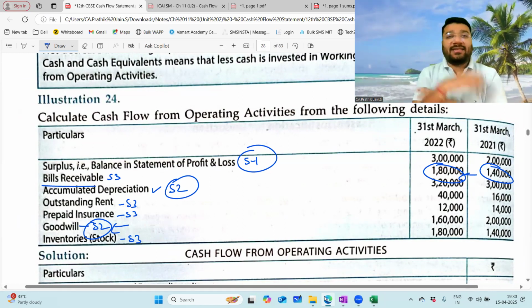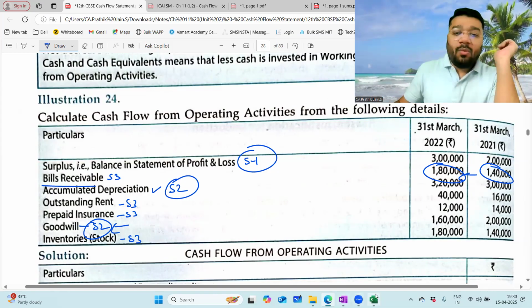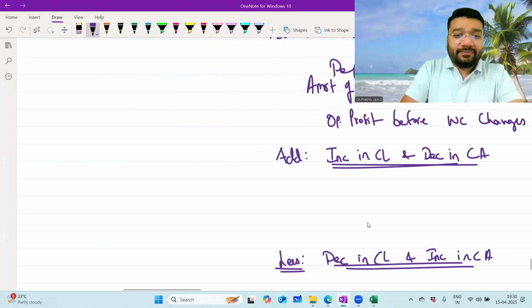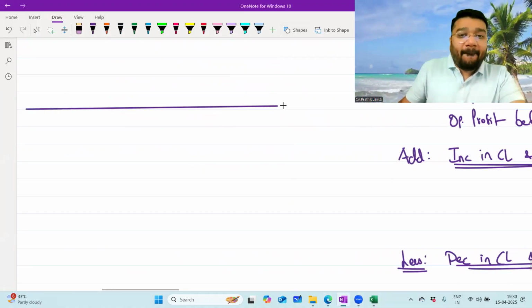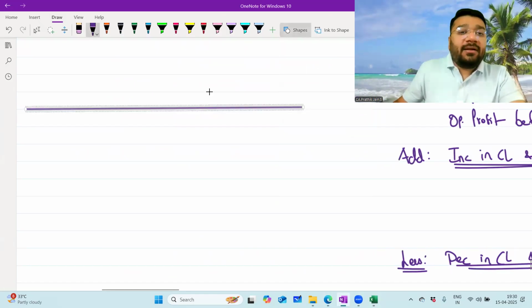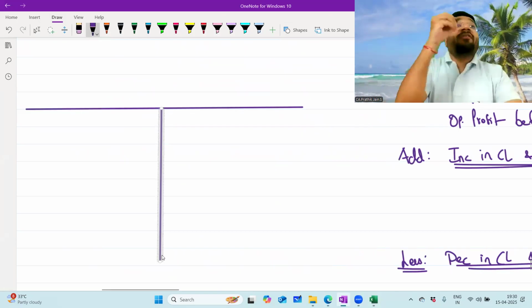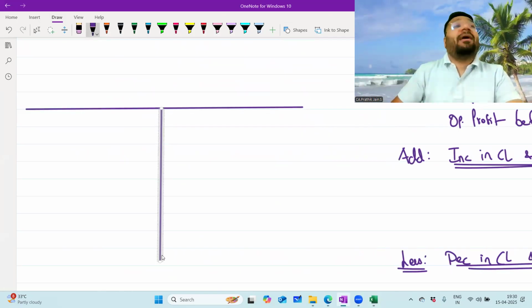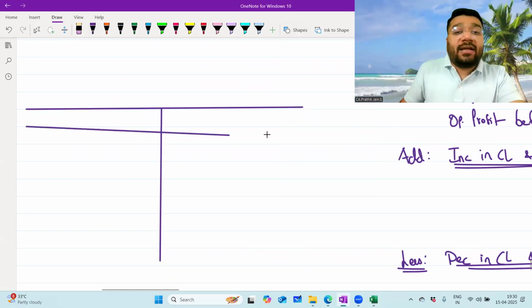Bills receivable: last year 140, current year 180. What is the meaning of bills receivable? Bills receivable is nothing but my debtors, those debtors who have given me in writing a promise to pay. These are more secured debtors. Bills receivable are a more secured version of debtors.